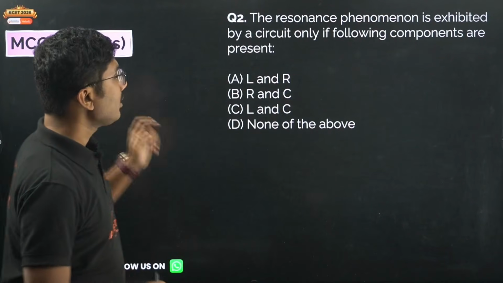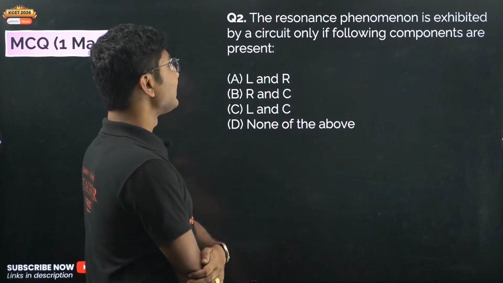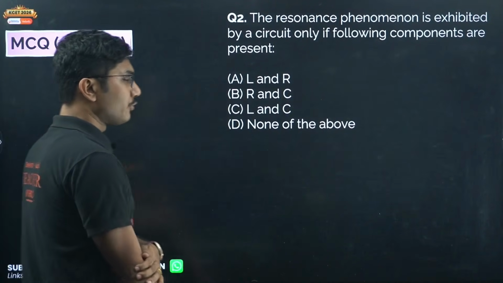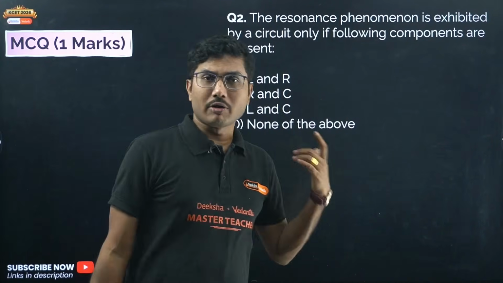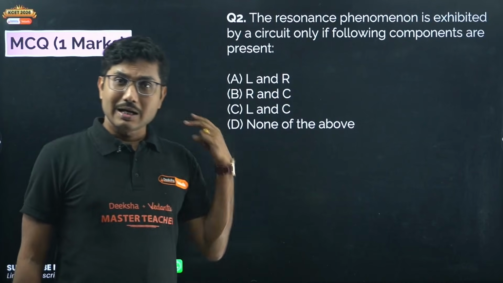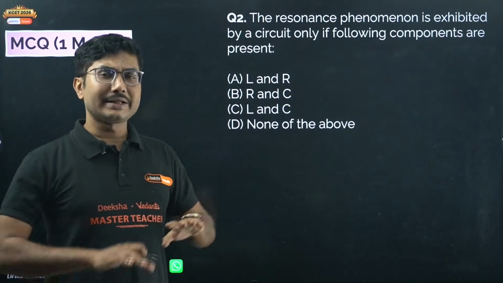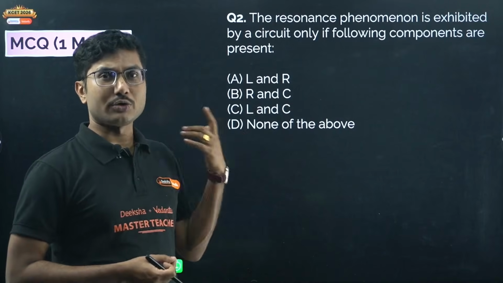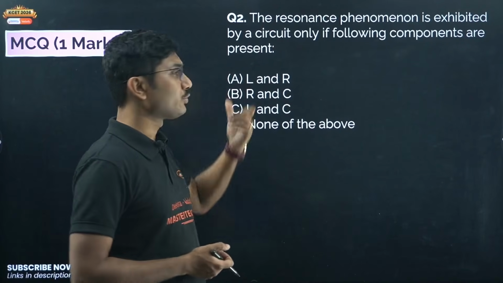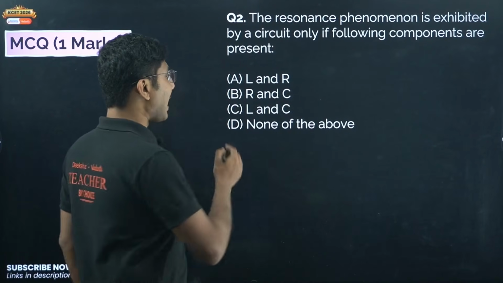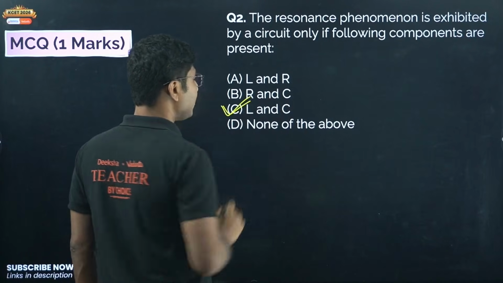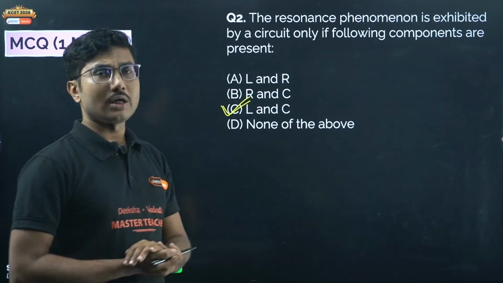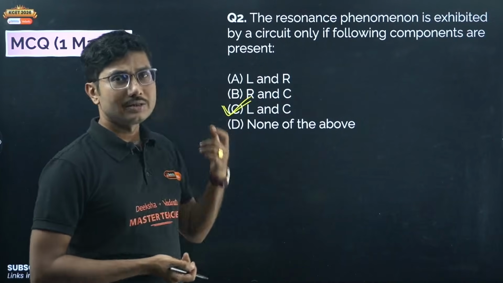Now let's move on. The resonance phenomenon is exhibited by a circuit only if the following components are present. So resonance occurs only when the circuit has inductor and capacitor. Resistor does not play any role in resonance. The only thing that resistance does is to control the current. Other than that, there is no such role of resistance. So L and C is the correct answer for this question, okay?